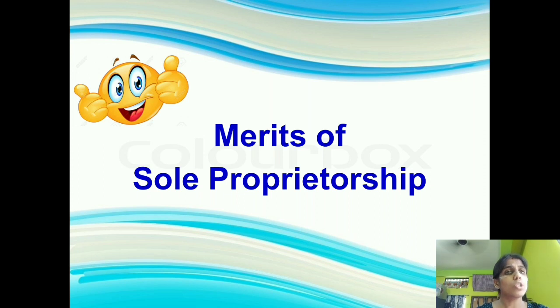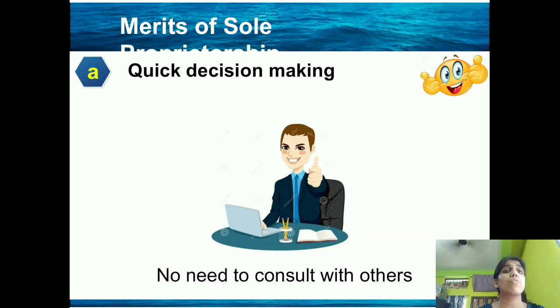So see what merits we have. That means what are the advantages of having a sole proprietorship. The first one is quick decision making. It means that you can quickly make decisions. You don't have to consult with others. Since you are the only owner, you can make the decision yourself. So you don't have to ask any other person or take opinions from any other person. So the decision will be all yours and you can quickly take it. You can avoid making delays. So quick decision making is a merit of sole proprietorship business.